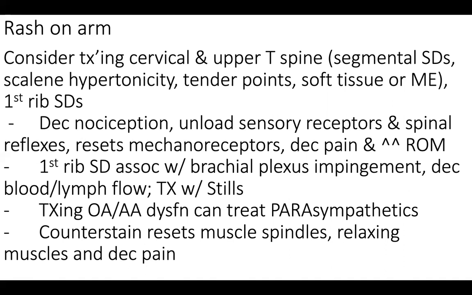So maybe this rash on the arm, we can think about treating how we would treat a dysfunction in the arm. If we work on the first rib, maybe there was a brachial plexus impingement. Maybe there was decreased blood flow. So by treating this with the Still technique of the first rib, we're going to increase blood flow. And if we treat the OA or AA dysfunction, we can treat parasympathetics. And if we use counterstrain, it's going to reset those muscle spindles and relax the muscles, decreasing pain if this rash caused pain.